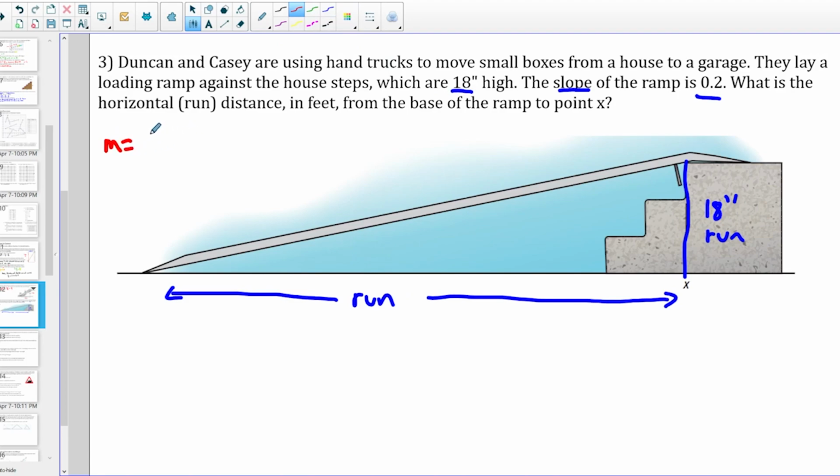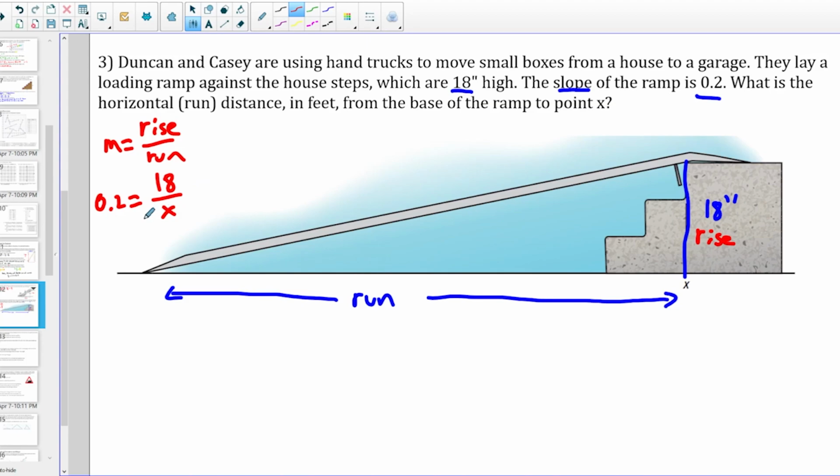So starting off with our formula, m is equal to rise over run. We're going to go ahead and plug in everything that we know. And I just realized here I actually accidentally wrote down run when I meant to write rise. So m is equal to 18 over your run. Or rather, let's call it x. And since we know that the slope is 0.2, we can go ahead and replace this with 0.2.